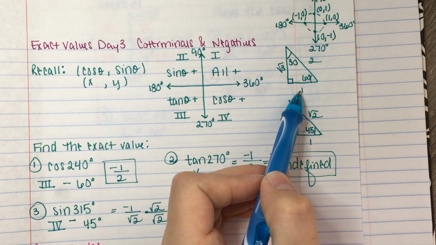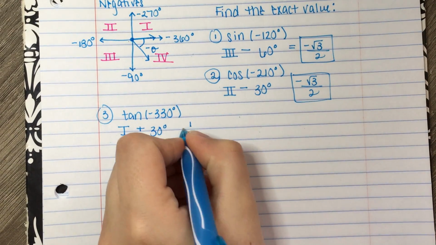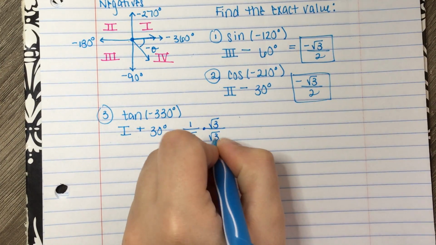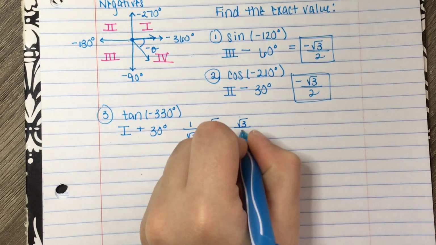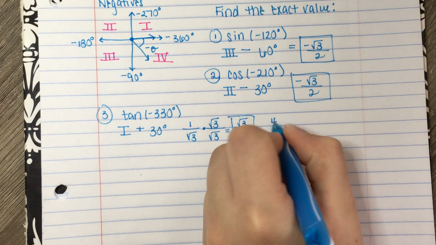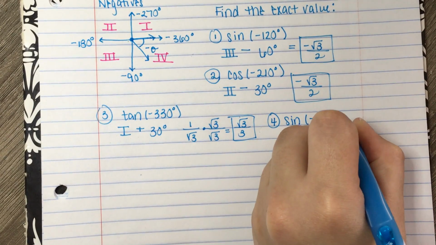Tangent of 30 degrees is opposite over adjacent. And we're going to get that 1 over square root of 3, and then there's that radical in the denominator again. We got to get rid of that by rationalizing, and we get square root of 3 over 3. Moving on to number 4, we're going to evaluate sine of negative 270 degrees.